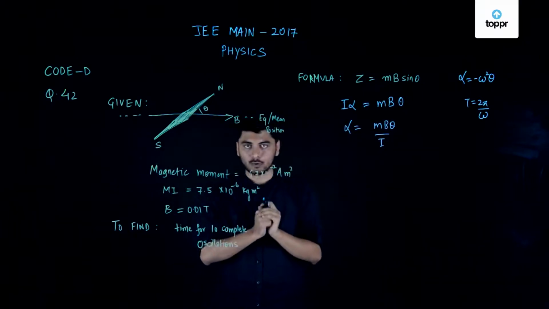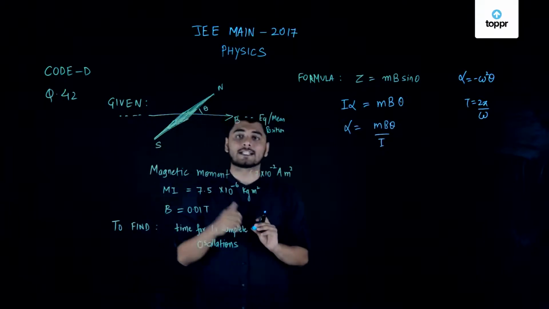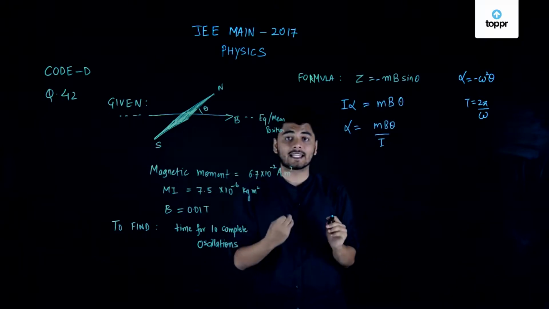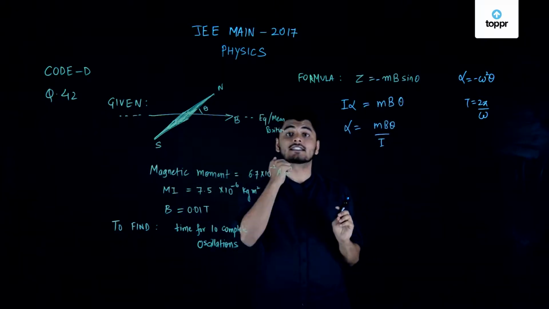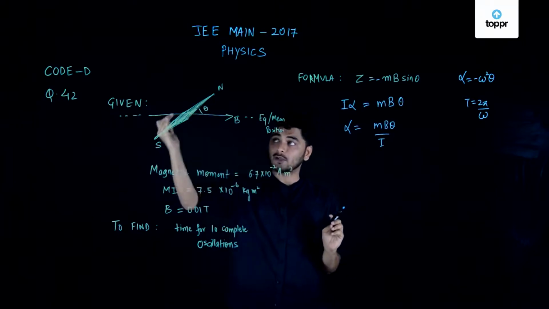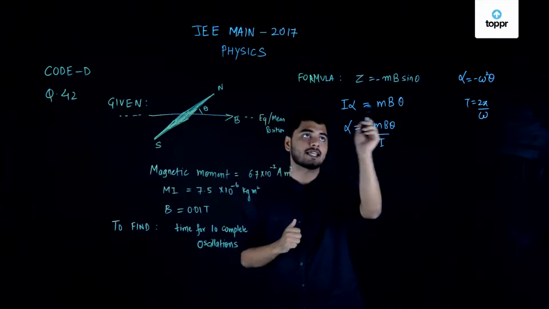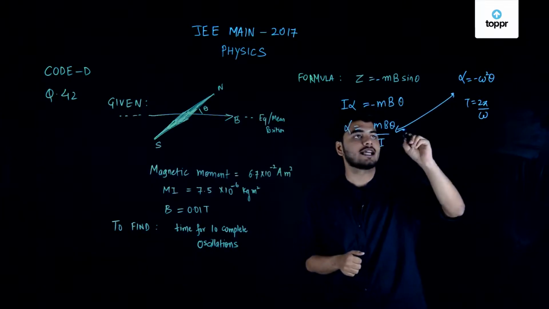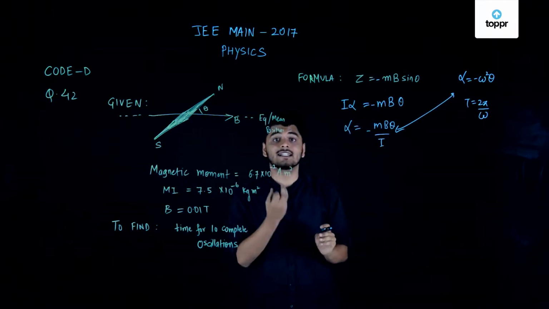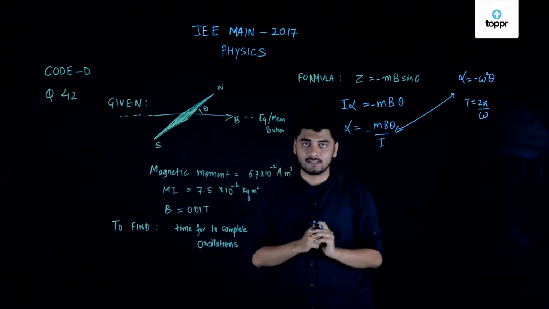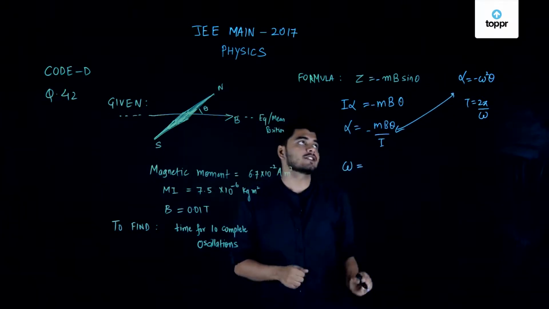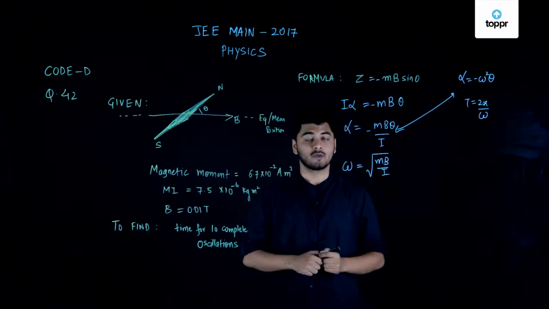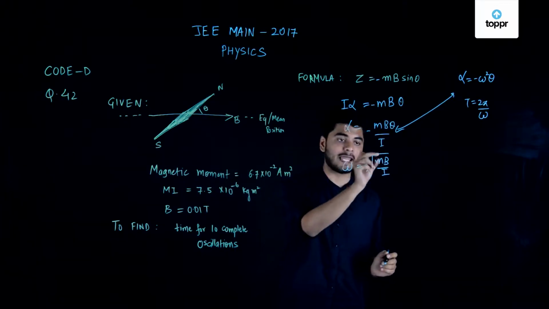One very important thing to note here is that this torque is a restoring torque. So in place of mB sin theta, I can add a negative sign, indicating that the torque acting on this magnetic needle is a restoring torque, trying to get the needle back to its original position. When comparing these two equations, that is alpha equals minus omega square theta, the standard equation of simple harmonic motion in terms of angular acceleration, I get omega equal to root of mB by I.